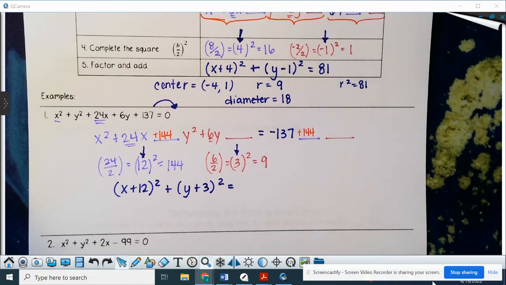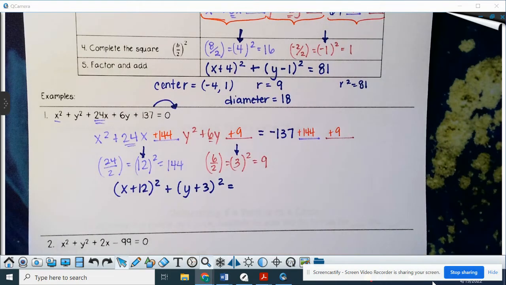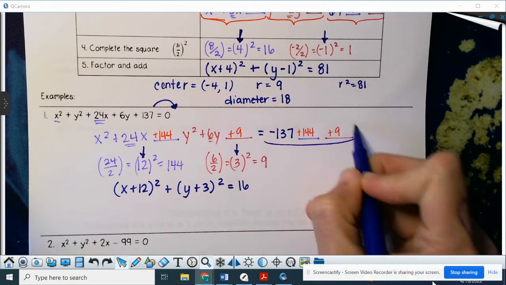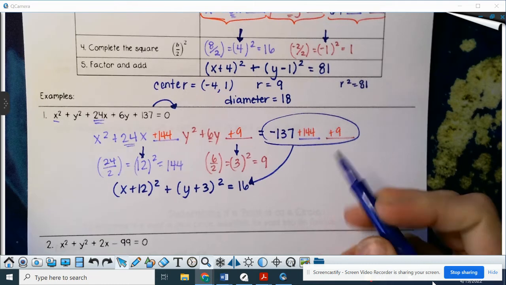So don't forget to add your 9s to both sides. And then you're going to add the far end, so negative 137 plus 9 plus 144, and you get 16. And that 16 again came from the sum of all of these numbers. So if you leave off a blank, it significantly changes that last number.